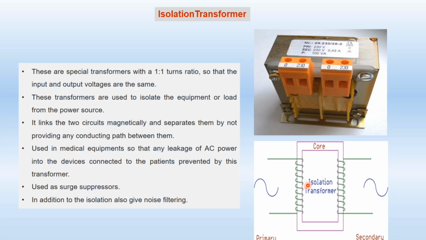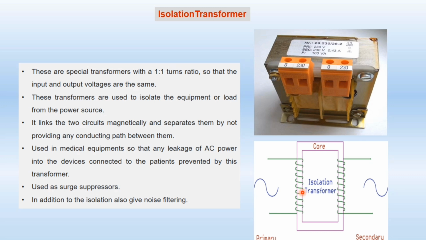We use this isolation transformer to separate or isolate the load from the source. In some applications like in medical instruments, we want to protect our medical devices which are connected with the patient. So in that case we use an isolation transformer. Suppose there is an AC power leakage in the source, that doesn't damage the medical instrument or medical device. So it protects the medical instruments or any device that is connected at its output. That is why we use isolation transformer.